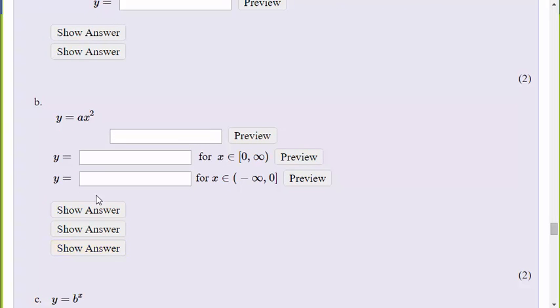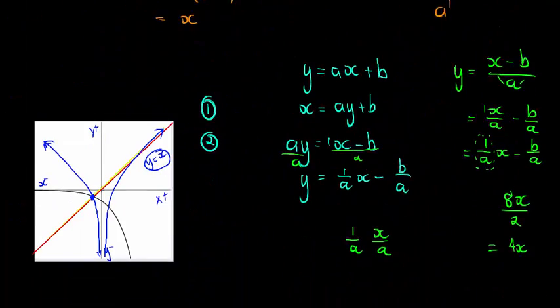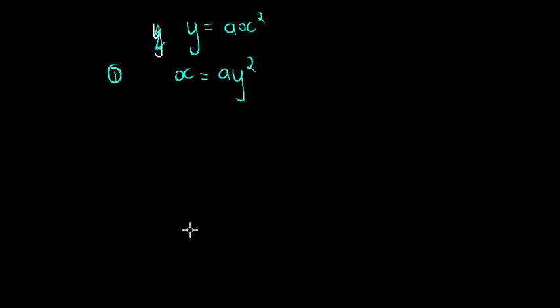Let's look at this one, for example. Okay, y is equal to ax squared. Now this one is a very important example. This is typically the ones you get in the exam. Y is equal to ax squared. Step 1, swap x and y around, so we get x is equal to ay squared. And now I must solve for y.